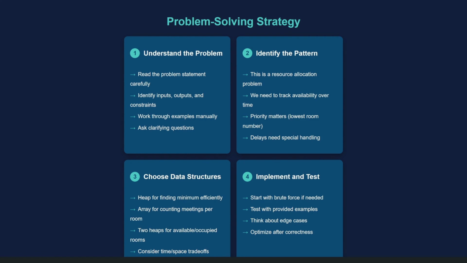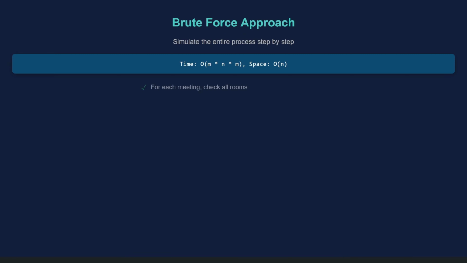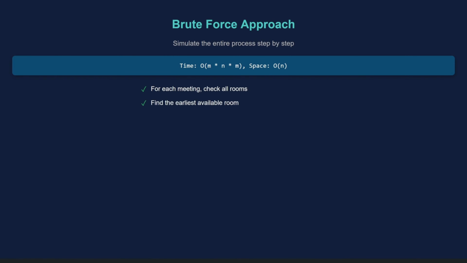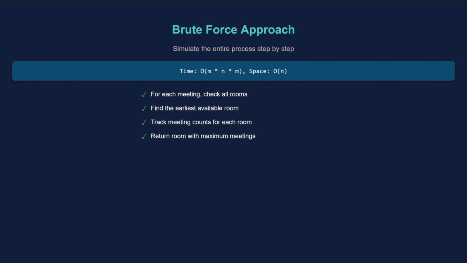delays properly. Step 3, choose data structures. We need heaps for efficient minimum finding, arrays for counting, and we'll use 2 heaps to separate available from occupied rooms. Consider the time and space trade-offs of each choice. Step 4, implement and test. Start with brute force if needed for understanding, test with all provided examples, think about edge cases, and optimize only after achieving correctness. Let's start with the brute force approach to build our understanding.